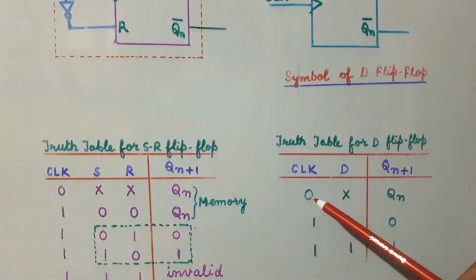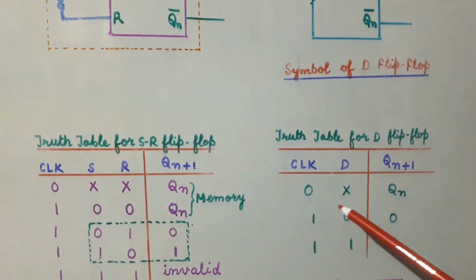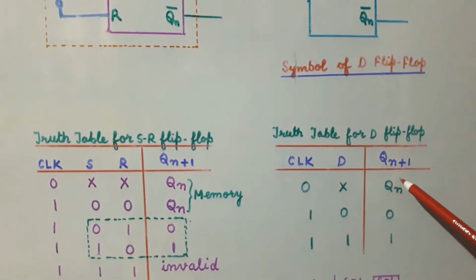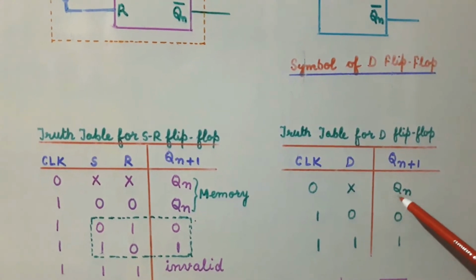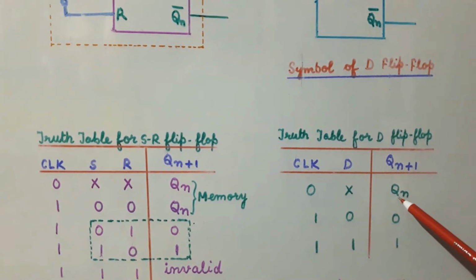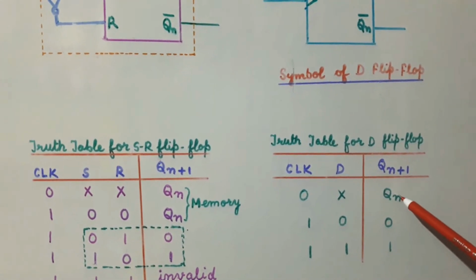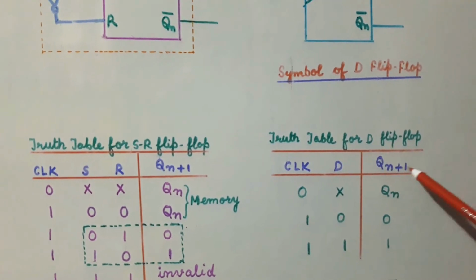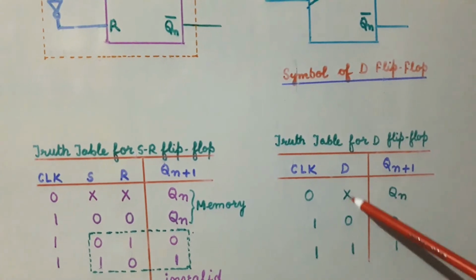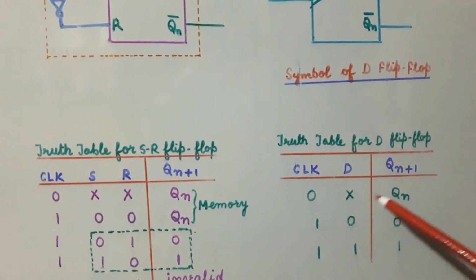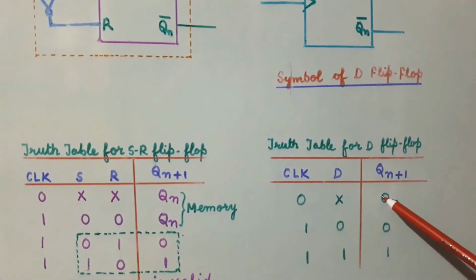Now if the clock is low, that is if the clock is 0, it means that this circuit will not take any input and the output will be the same as the previous output. That is, Qn is the output in this case. That is, in this case the value of Qn plus 1 will be Qn when the value of clock is low. For any value of this D, we will get Qn as the output in this case.